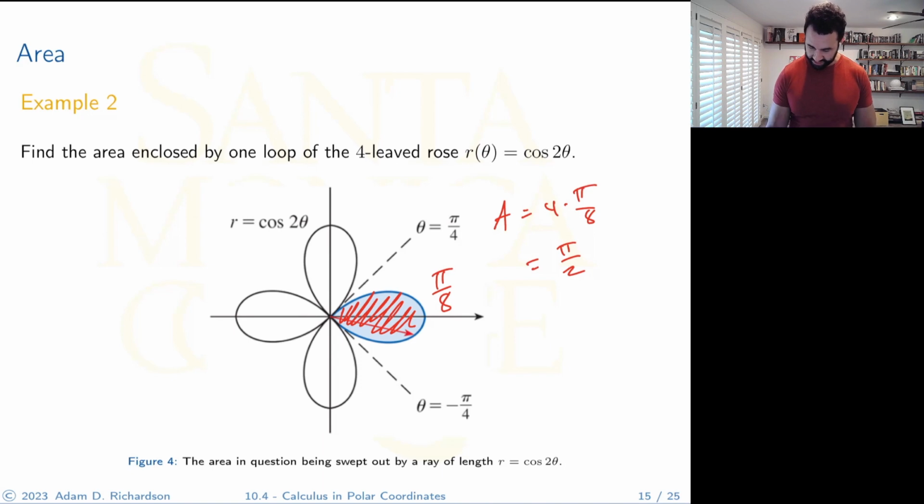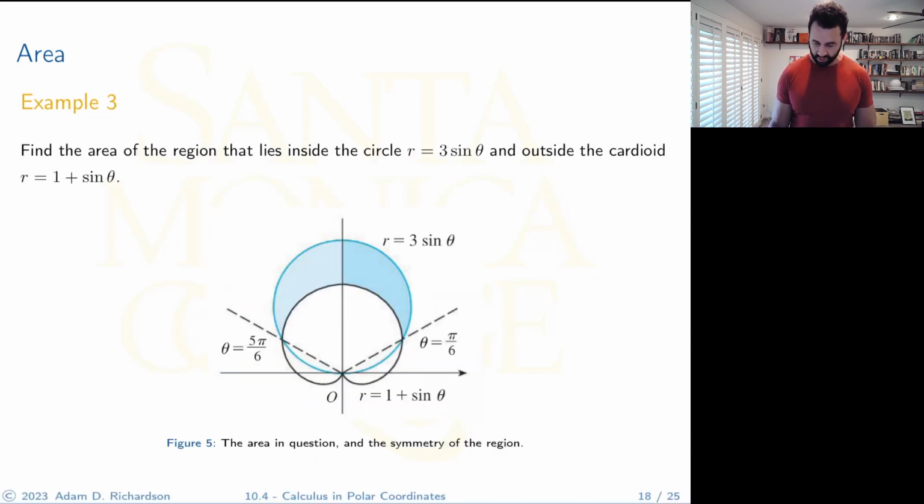Okay, now where was I? This one. Okay, now let's try this one. This one's a little bit tricky, but I want you to try to think about it on your own too. So let's find the area of the region that lies inside the circle r equals 3 sine theta. So that's this circle, but outside the cardioid given by r equals 1 plus sine theta.